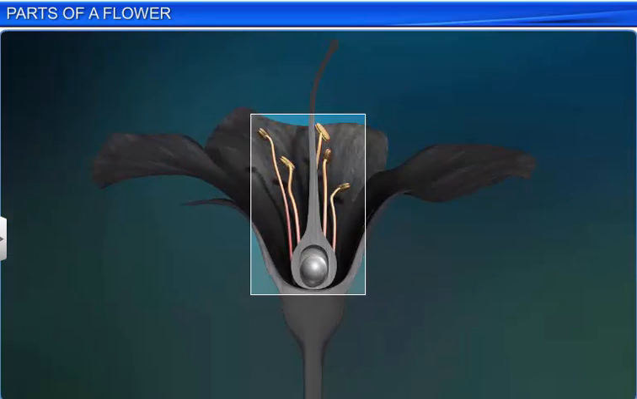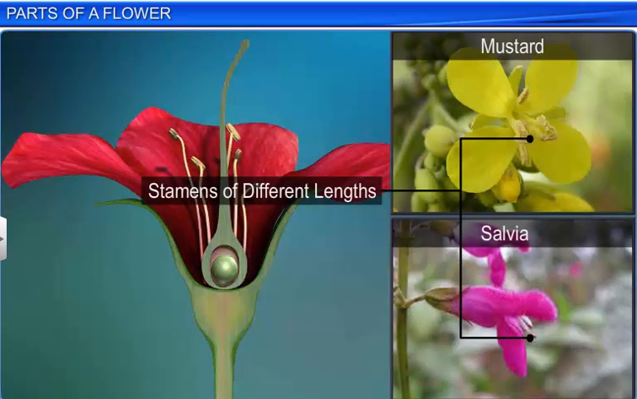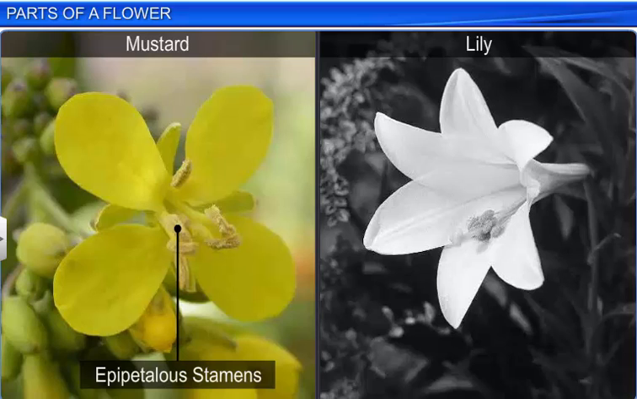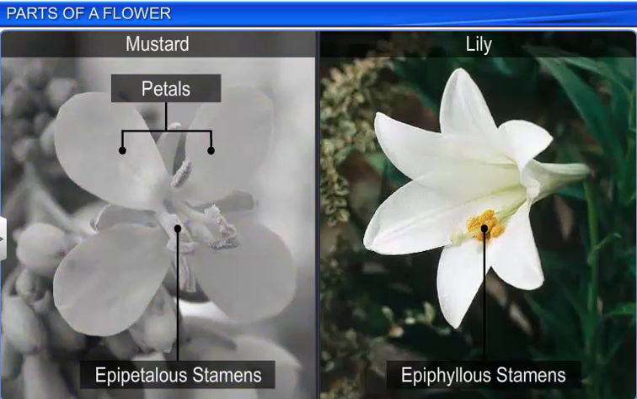A stamen that is sterile is called a staminode. Moreover, the filaments of a stamen can be of different lengths, as in mustard and salvia. The stamens can also be attached to each other or to other parts of the flower. For example, in the mustard flower, the stamens are epipetalous or are attached to the petals, while in the lily, the stamens are epiphyllous or are attached to the perianth.